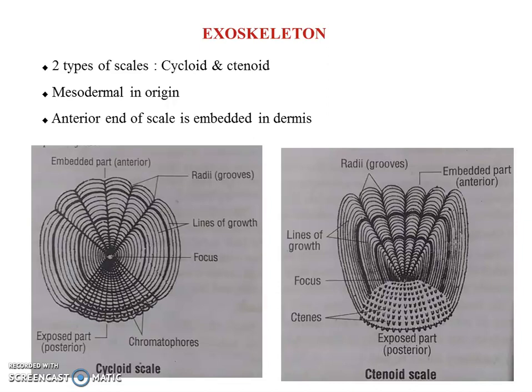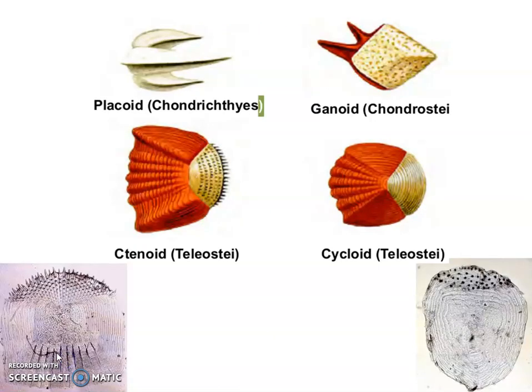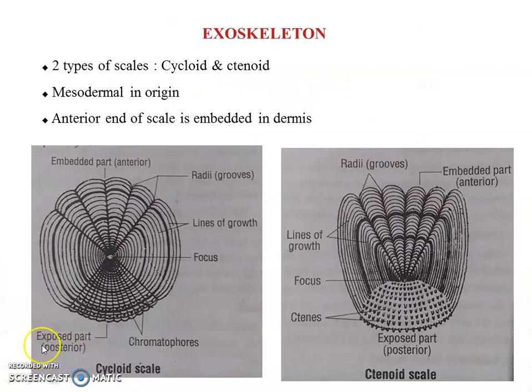Right. So you can see over here it is marked posterior, right? So this is the anterior. This anterior part is embedded in the skin. Okay, it is inside the skin, while this part is found on the surface, so it is exposed. And this overlaps the underlying scale. So there will be one scale over here, and the posterior part of the scale covers the anterior part of the scale just behind it.